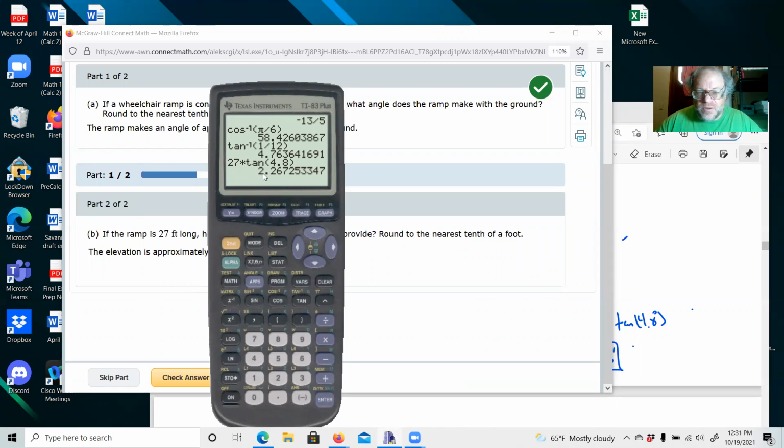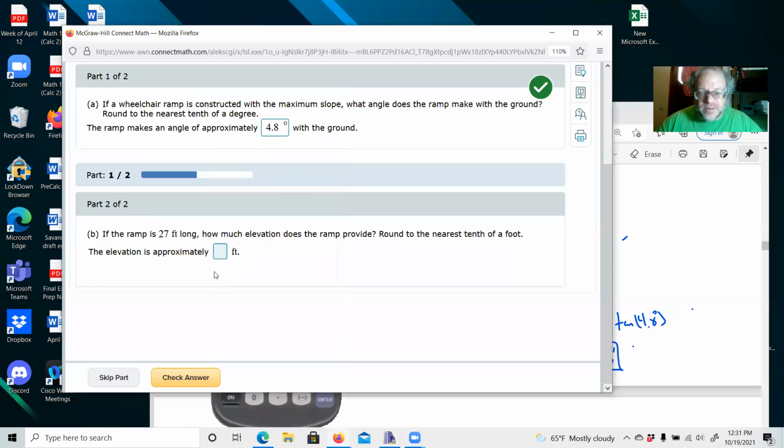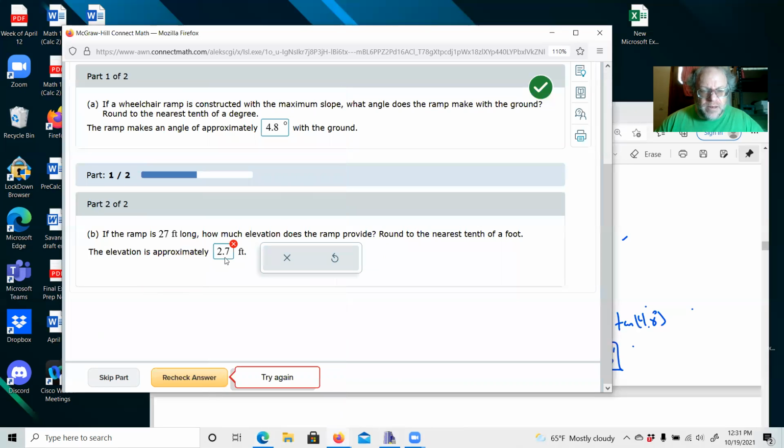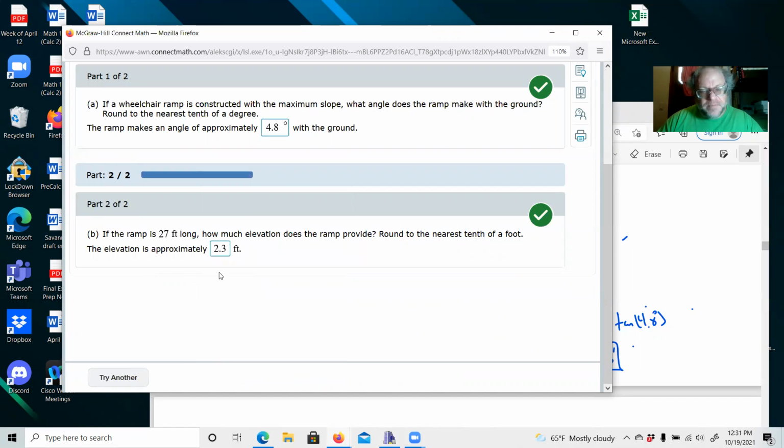All right, so 2.7 degrees, or 2.7 feet rather. All right, and there's a tenth of a foot. Oh, they didn't like that. What did I do? 2.3, that's what I meant. Much better.